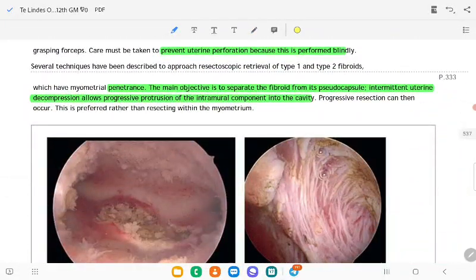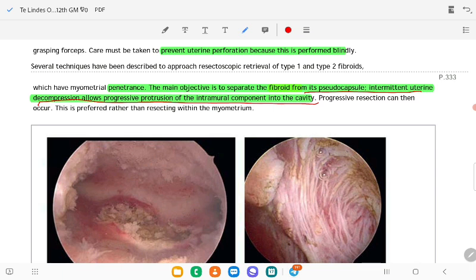Grasping forceps can be used to remove fragments, but care must be taken because performing this blindly may cause myometrial penetration. The main objective is to separate the fibroid from the pseudo capsule. Intermittent uterine decompression allows progressive protrusion of the intramural component into the cavity.